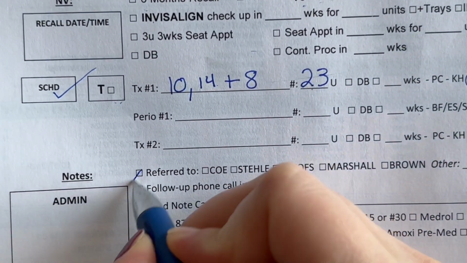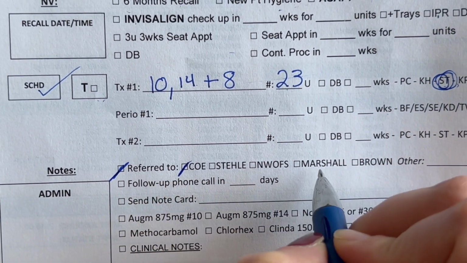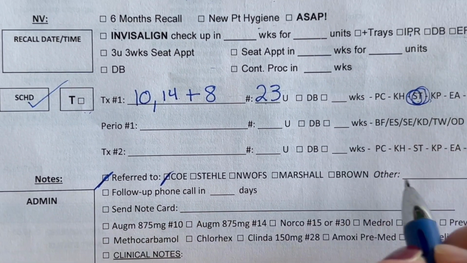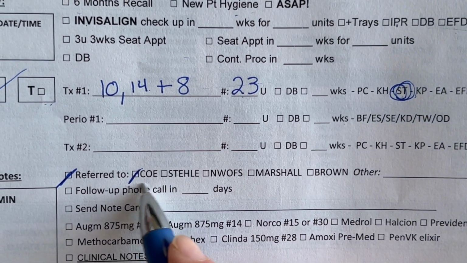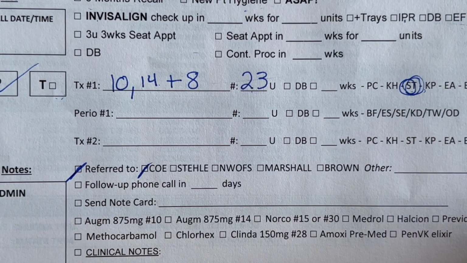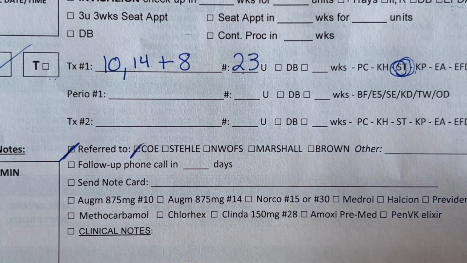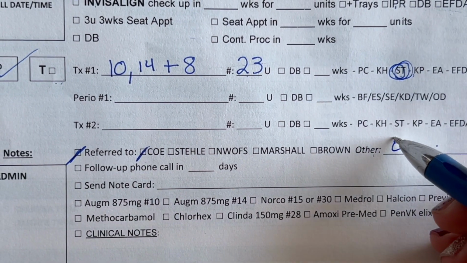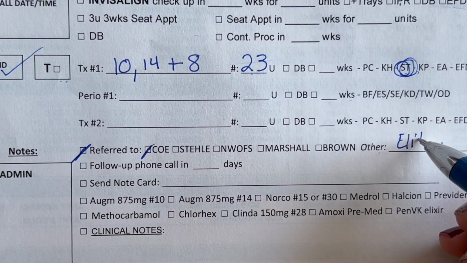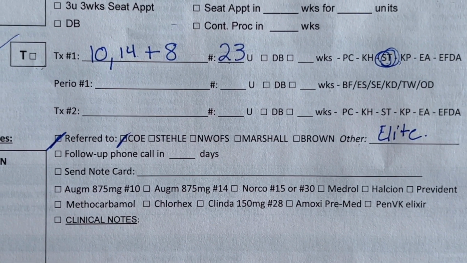This is Central Ohio Endodontics. This is Dr. Steely, periodontist, oral surgeon, Dr. Marshall, Dr. Brown. So if it's an endodontic case, we would be doing COE, which is Central Ohio Endodontics, root canal specialist. Or let's say we're referring to a different office. So make sure you write down what office it is. We're going to use Elite Dental as an example for the root canal referral.